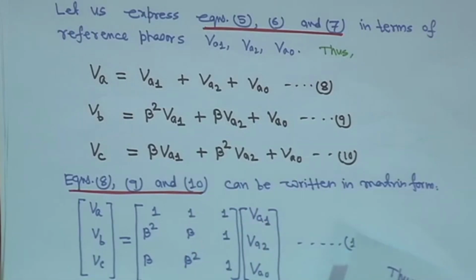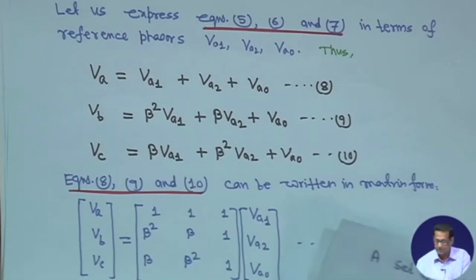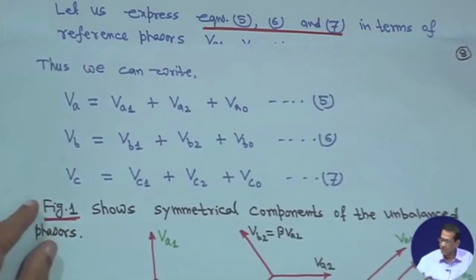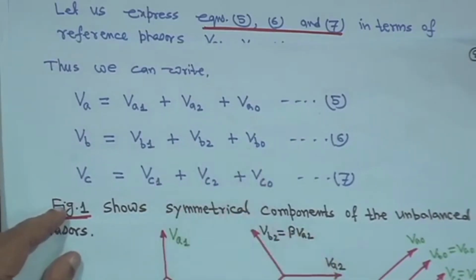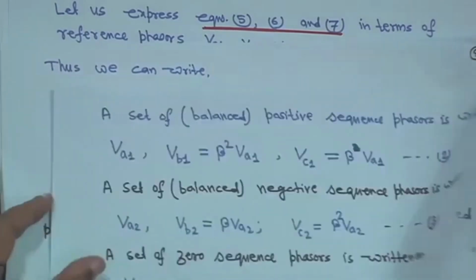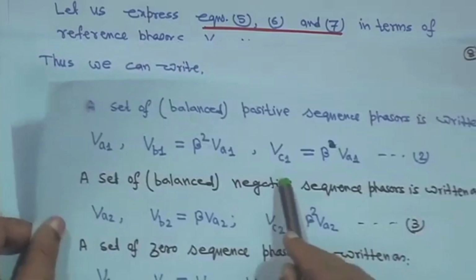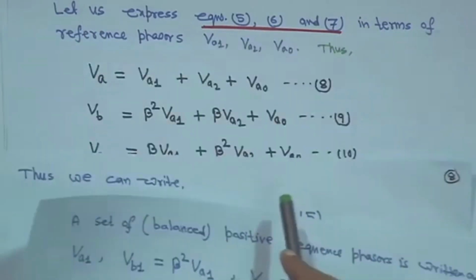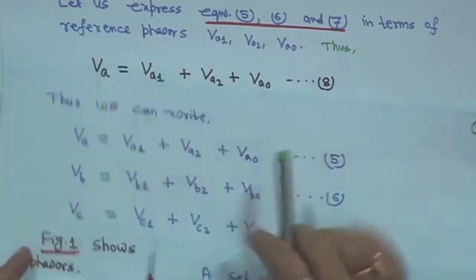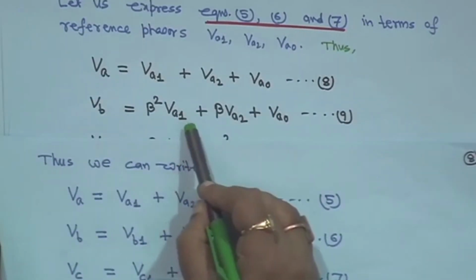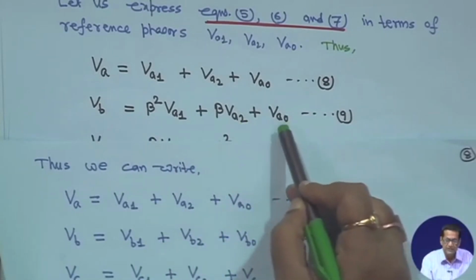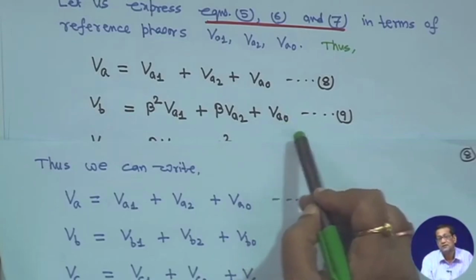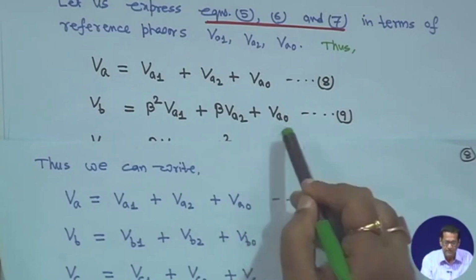Just hold on, let me show you that. In this equation it is Vb1 plus Vb2 plus Vb0. So, Vb1 is equal to beta square Va1 and Vc1 is equal to beta Va1. So in this equation for Vb, you substitute Vb1 as beta square Va1, Vb2 as beta Va2, and Vb0 is equal to Vc0 is equal to Va0. So, Vb0 is equal to Va0.